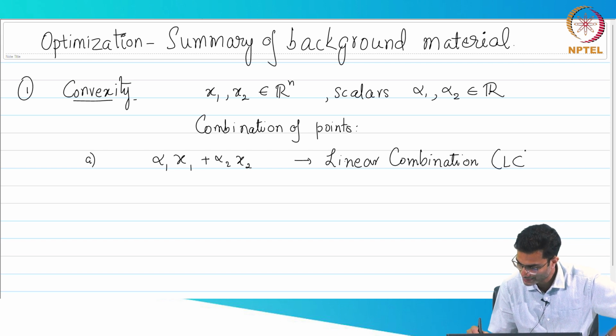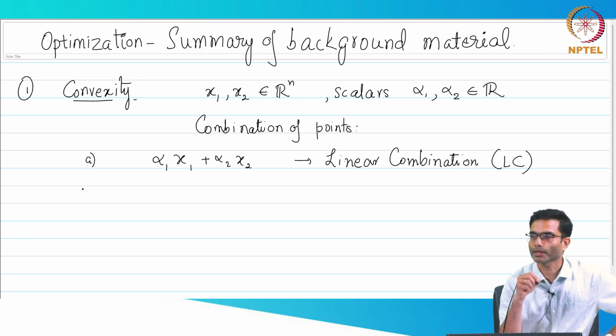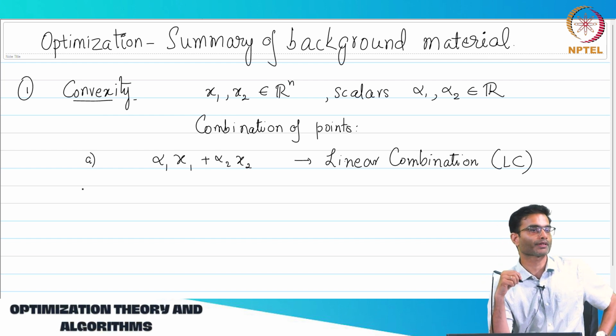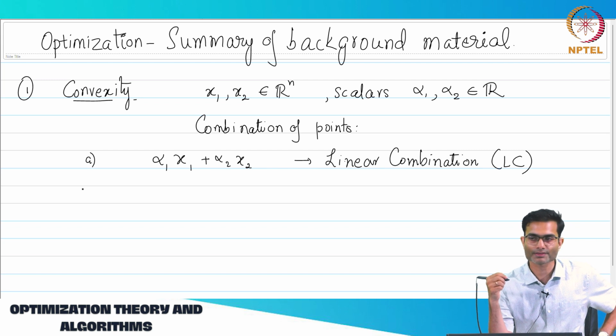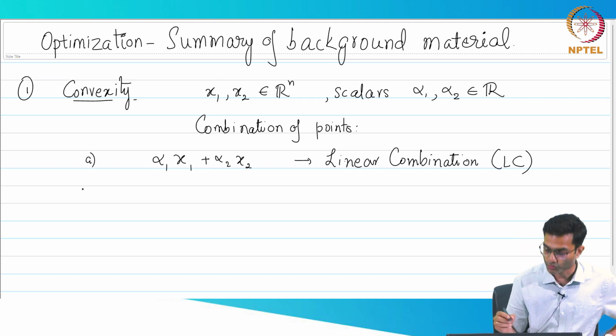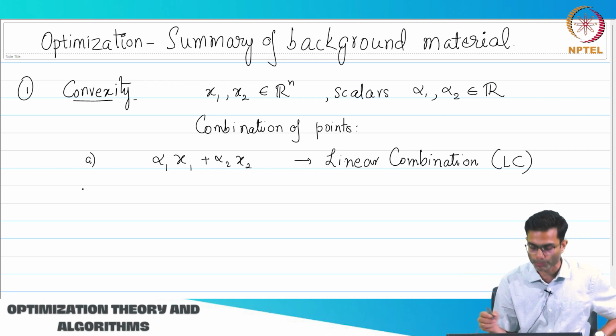Also abbreviated as LC. Okay. When I made a linear combination of these 2 points, did I have to make any specifications on the alphas? No. Alphas can be anything in the real world, right? So this is the most general combination of 2 points.